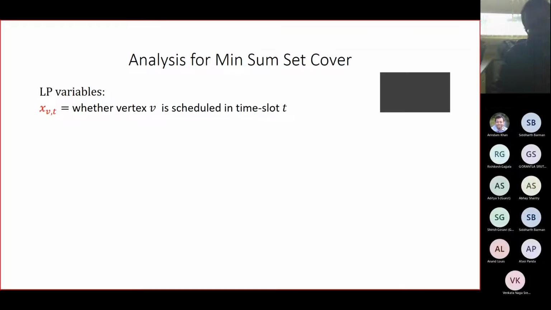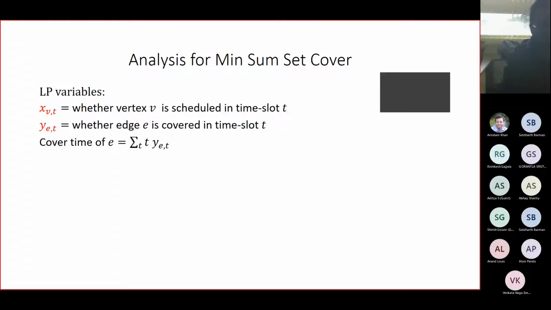So let's just recall what the LP is. We have some variable x_vt for whether vertex v is scheduled in time slot t. And let's say I have a variable y_et for whether some edge is covered in time slot t. And then the cover time looks like sum over t of t times y_et. And then you can write some natural constraints. So yeah, I won't bore you with them.